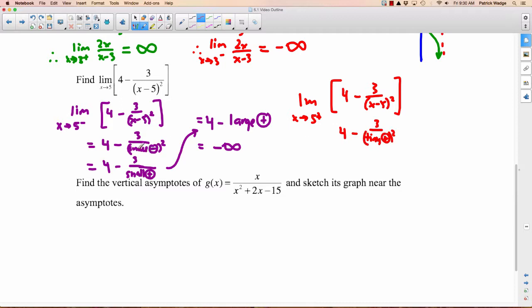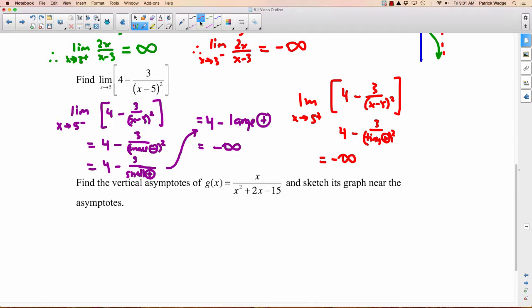Well, here we have a small negative squared, and here we have a small positive squared. That gives you the same thing because you're squaring. You end up doing exactly the same thing as you go through here. From this stage on, it's exactly the same. So again, you're going to end up with negative infinity. So you have your left-hand limit equals negative infinity, and your right-hand limit equals negative infinity.